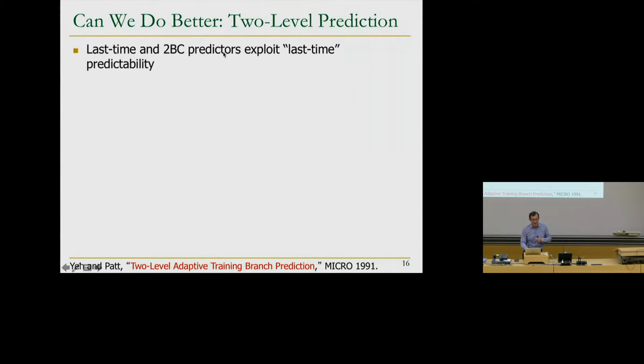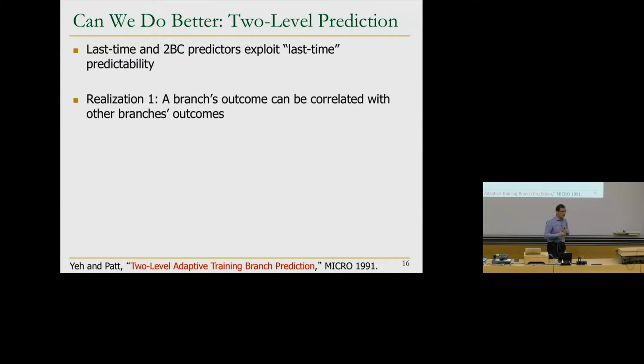So last-time and 2-bit counter predictors exploit a notion of predictability called last-time predictability. They still look at the last few instances of the branch. People have found that there are other types of correlations in programs that lead to better predictability of branches. One very important realization, made in this paper, is that a branch's outcome can be correlated with other branches' outcomes. I'll give you examples from real code, and you will empathize with it.